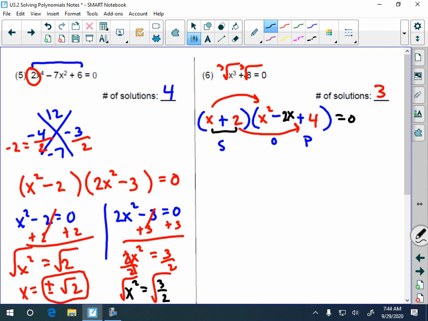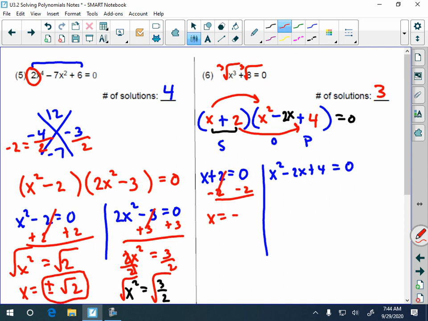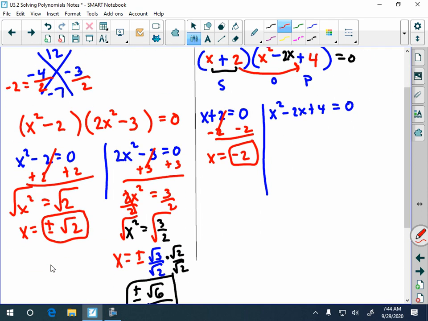Alright, so this is factored all the way. Now we're going to solve it. So I can set x plus 2 equals 0, and I can set x squared minus 2x plus 4 equals 0. Now the x plus 2 equals 0, that's going to be the easy one, because we just subtract 2 over, and we get x equals negative 2. The other one, that's going to get us our 2 solutions that we're looking for, but you can't factor it. That will never factor. So you have to use the quadratic formula.